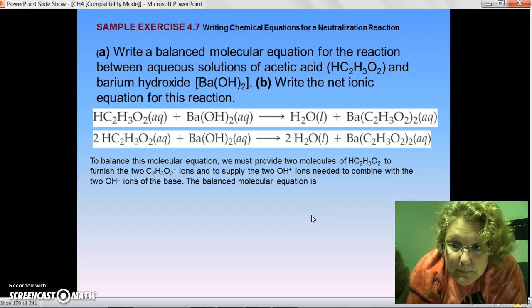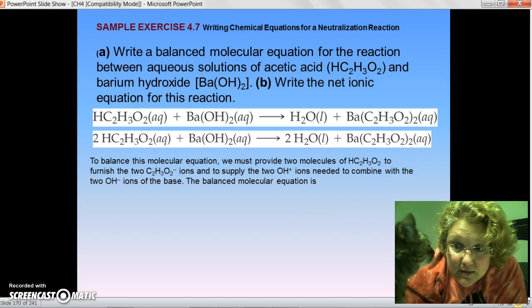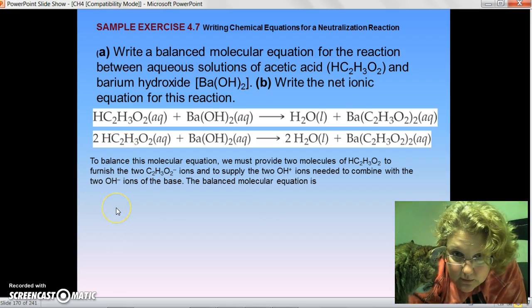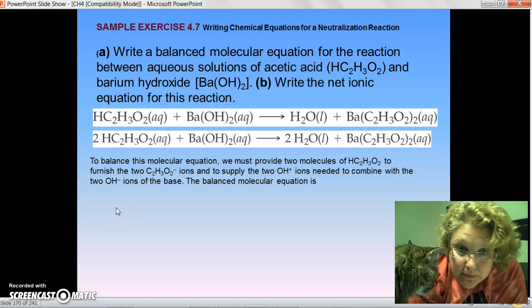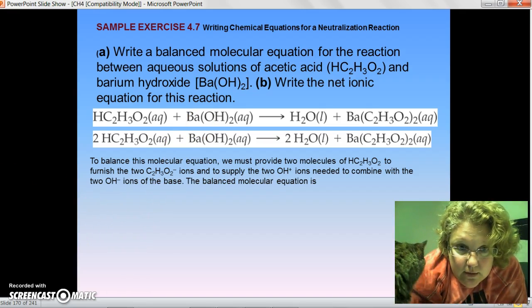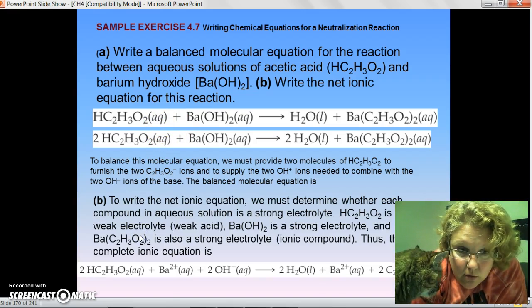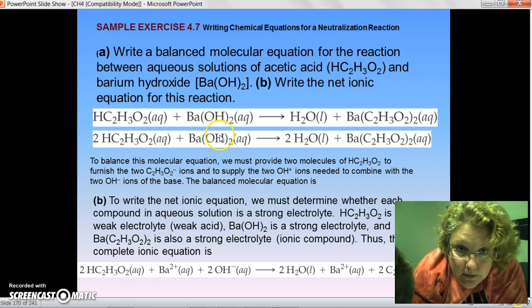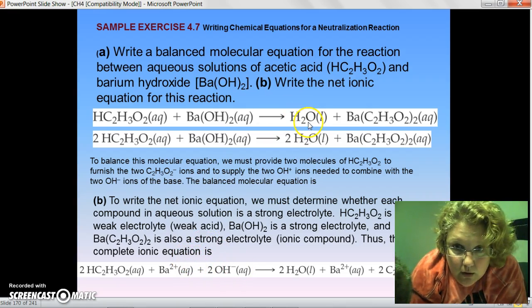Now, remember, you only bust up into ions the substances that are strong electrolytes. Well, since acetic acid is a weak electrolyte, we're not going to break it up into ions. Why? Because in reality, it breaks up a little bit, but not completely. So even though it says (aq) after it, we have to realize that it's not completely aqueous. So we will leave it together in the ionic equation. Since the barium hydroxide is strong, we will separate it. And water is a non-electrolyte. It's a molecular compound, so we, of course, don't bust it up.